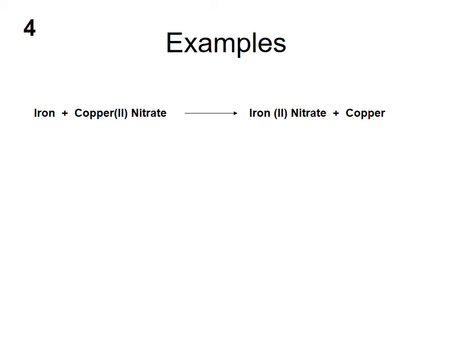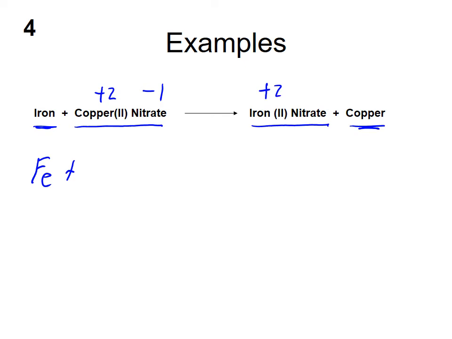On the next example, I have iron, copper nitrate, copper 2 nitrate, gives me iron 2 nitrate plus copper. So again, for the compounds, iron is an element, so I can just write down its symbol, Fe. But for the compounds, I need to go through the oxidation numbers. So copper 2, that means it's going to be plus 2. Nitrate is minus 1. Iron 2, that would be plus 2. Nitrate's minus 1. And copper is an element.